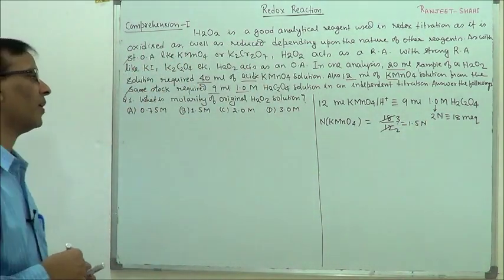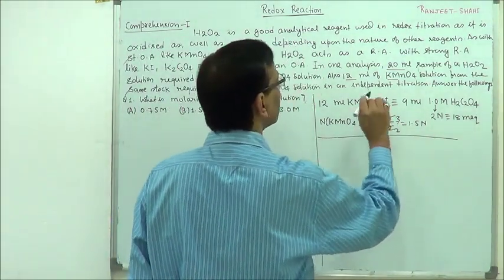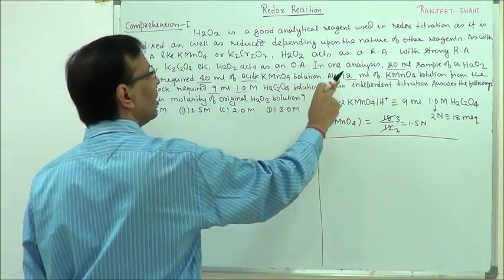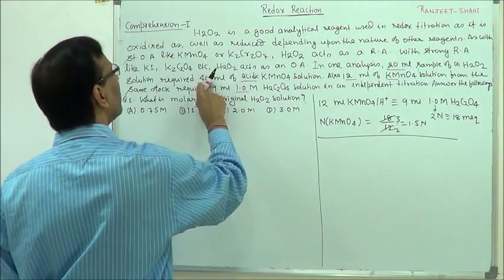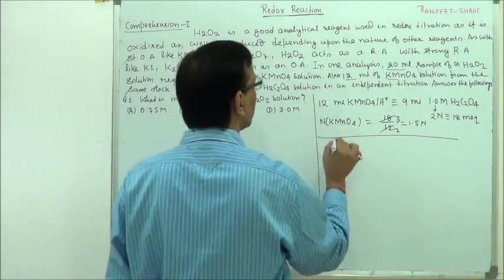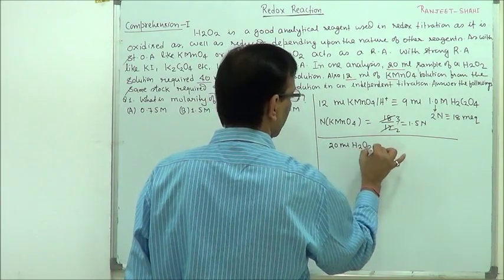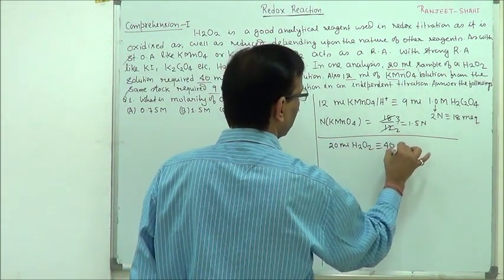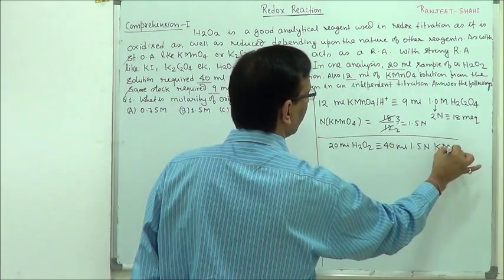Now the normality of potassium permanganate is known. So in the original titration, in which 20 ml solution of H2O2 combines with 40 ml acidic permanganate solution, 20 ml H2O2 is combining with 40 ml of now 1.5 normal KMnO4 solution.